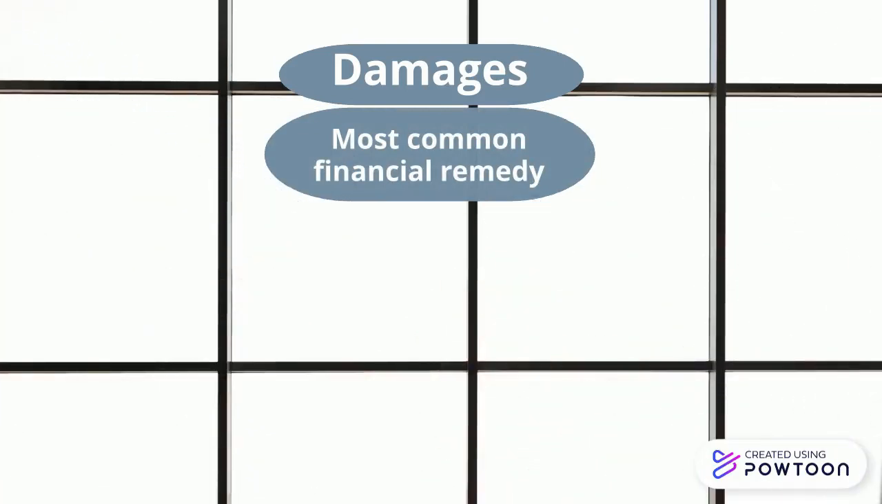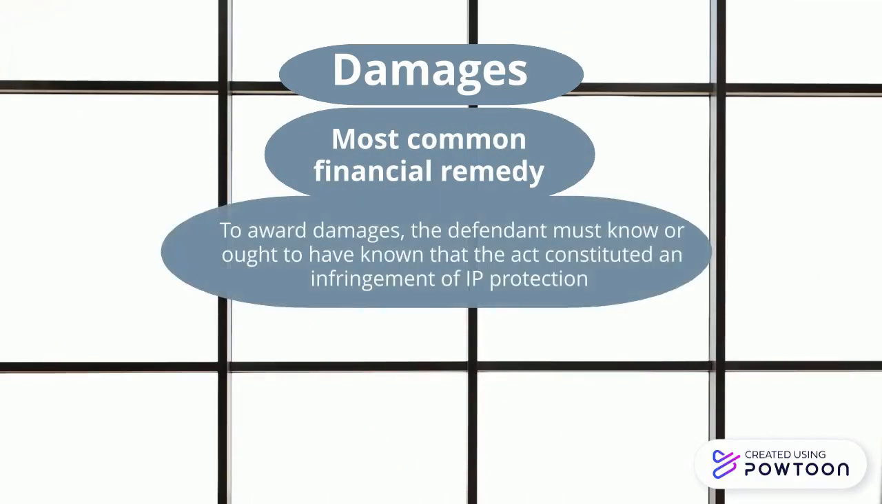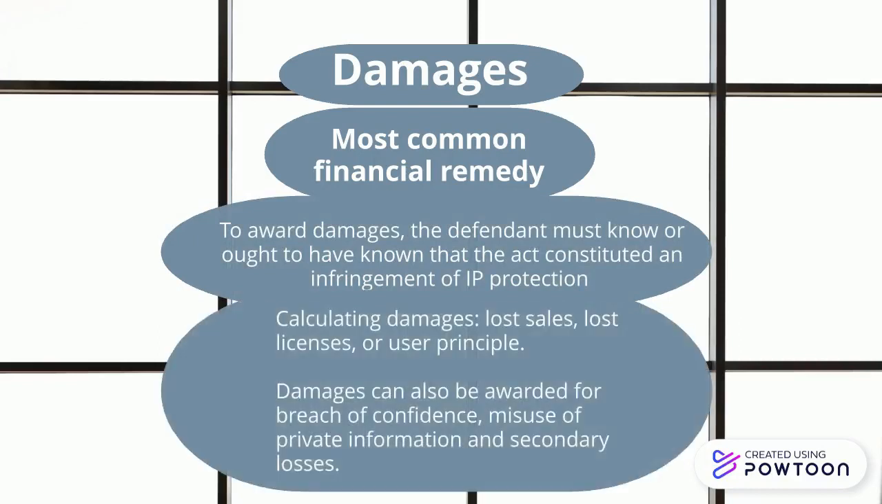Damages is the most common financial remedy for infringement of intellectual property rights. Damages are only awarded if at the time of infringement, the defendant knew or ought to have known that the act constituted an infringement of IP protection. Damages can be calculated in a number of ways, such as lost sales, lost licenses, or use of principal. Damages can also be awarded in breach of confidence cases, misuse of private information, and secondary losses.